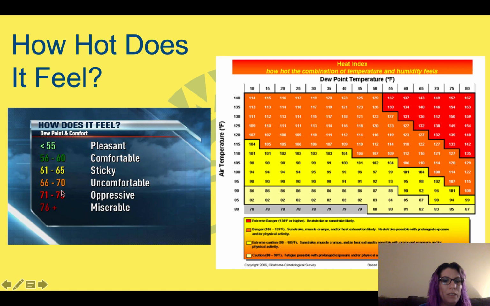So over here, we can see that at 66 to 70, we're going to feel uncomfortable. Not 70%, I'm sorry, this is the dew point, so the temperature. So 61 to 65 degrees, it'd be sticky. 66 to 70, uncomfortable.